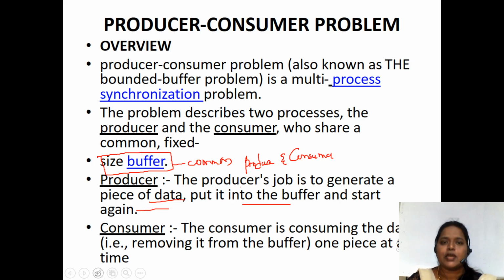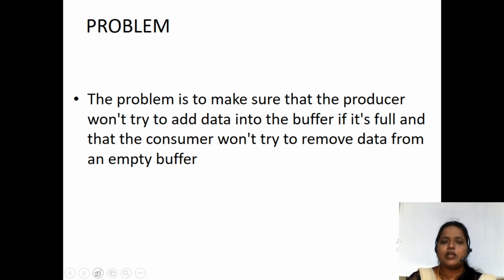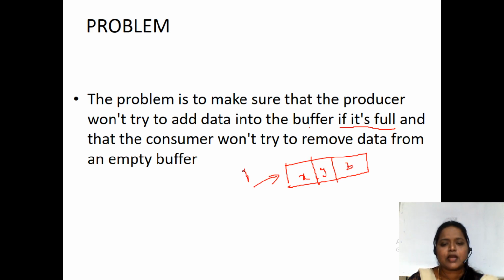The only restriction is that the producer has to produce one item and the consumer has to consume another item. So what is the problem you will get? The problem is to make sure that the producer won't try to add data into the buffer if it is full. So if this is the buffer, in this buffer 3 slots are there. Here XYZ items are placed. Now the producer can't produce anything, because here the buffer is full. So the producer is not allowed to produce the items.